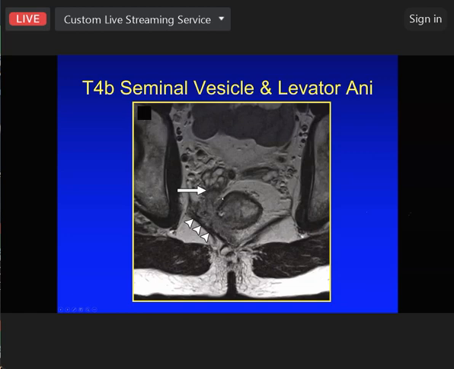And here is another male patient with the seminal vesicles. There is the rectum with the dark wall of the muscularis propria, the light mesorectal fat. Here we've got tumor that's burst out of the middle level of signal, burst out through the right side of the rectum. It's going into the mesorectal fat. It's involving the levator plate there, and it's going into the seminal vesicles. This is a T4B tumor.